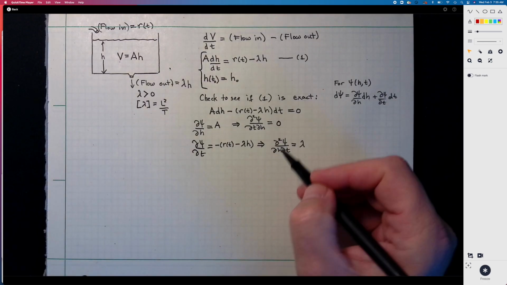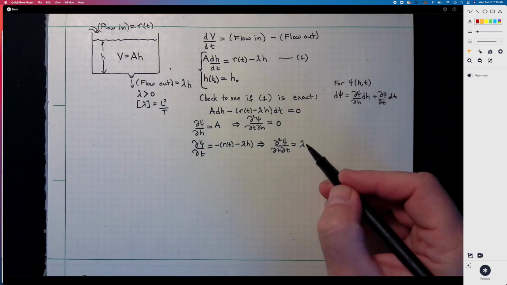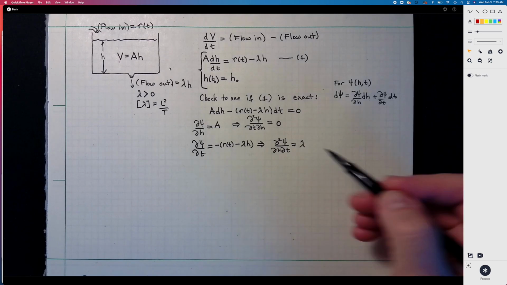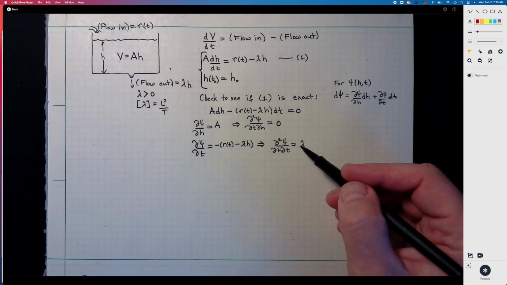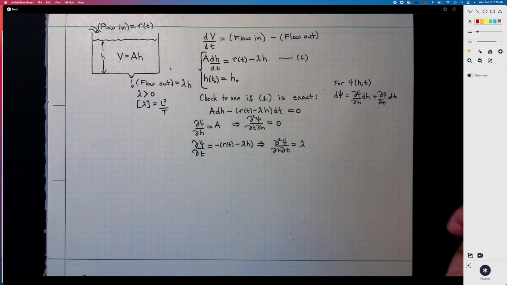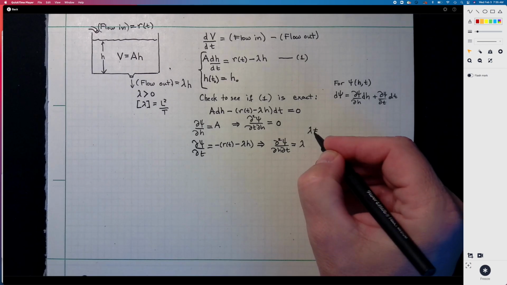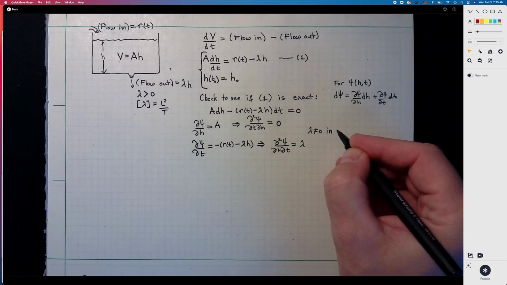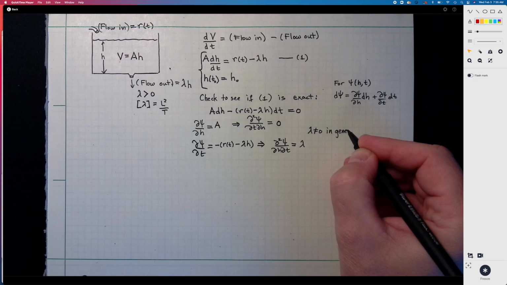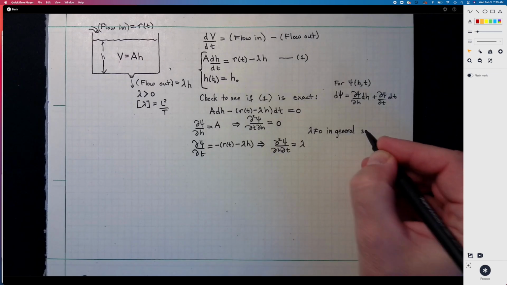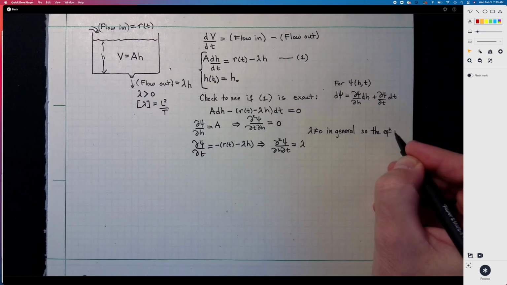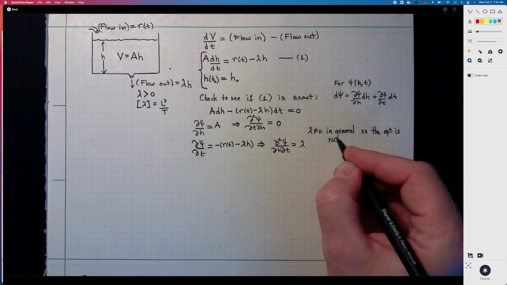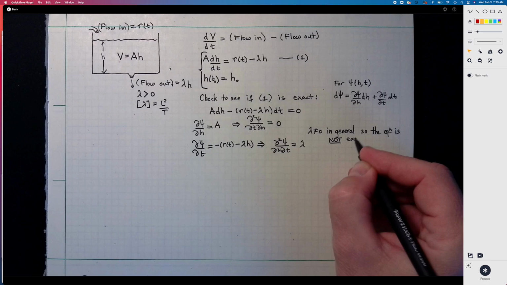And these two need to be equal if the equation is going to be exact, and lambda is some constant, and in general it will not be 0, and so the equation is not exact. So lambda is not 0 in general, so the equation is not exact.